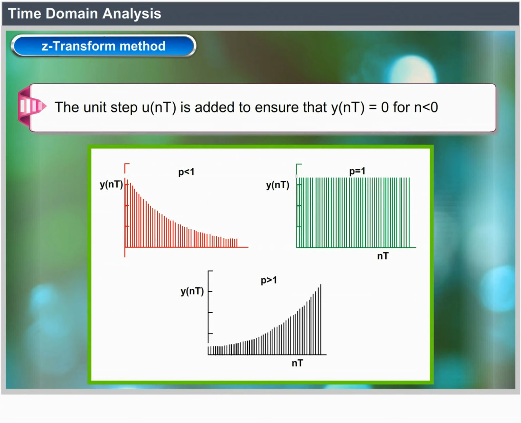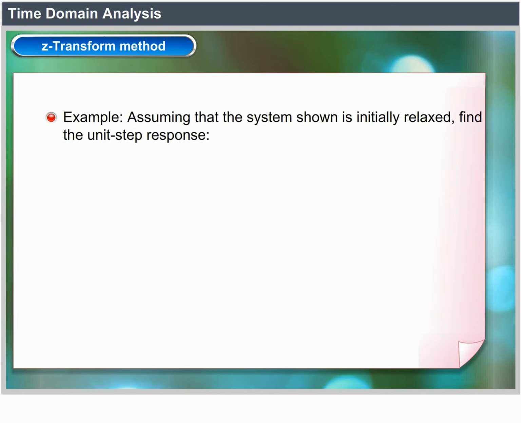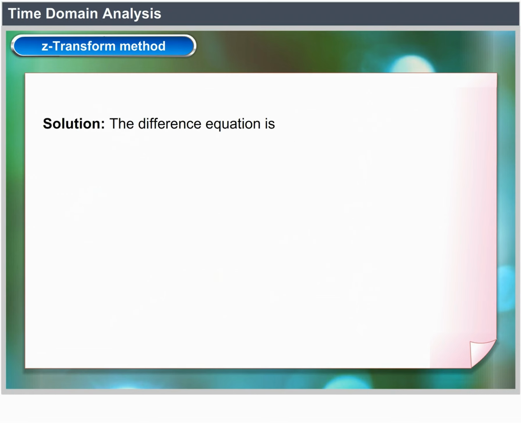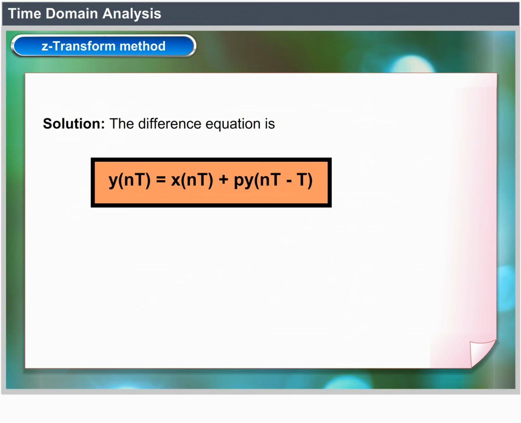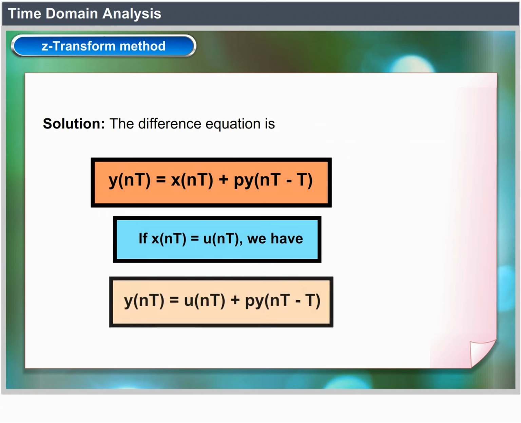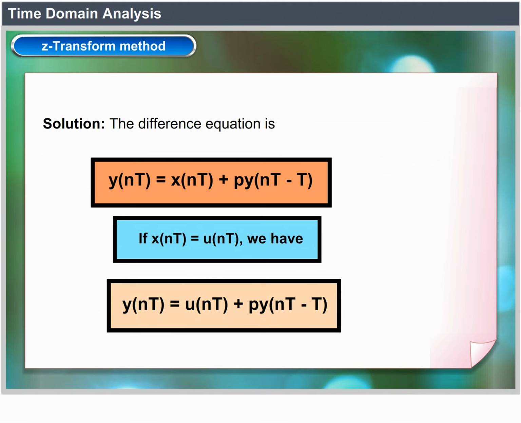Example: assuming that the system shown is initially relaxed, find the unit step response. Here x(nT) is summed up with p, which has already been multiplied by y(nT), since the path is in the reverse direction between the points B and A. Solution. The difference equation is y(nT) = x(nT) + p·y(nT − T). If x(nT) = u(nT), we have y(nT) = u(nT) + p·y(nT − T).